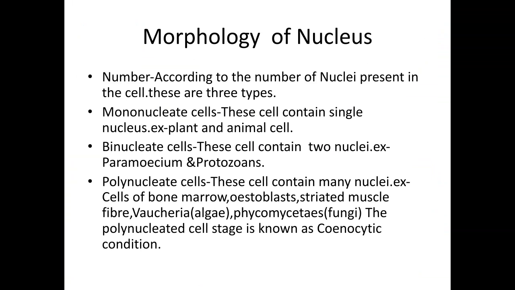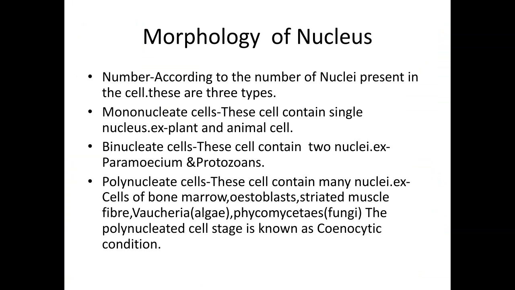Morphology of nucleus: number. According to the number of nuclei present in the cell, there are three types. First, mononucleate cells. These cells contain a single nucleus. Example, plant and animal cells. Binucleate cells. These cells contain two nuclei. Example, paramecium and protozoans. Third, polynucleate cells. These cells contain many nuclei.